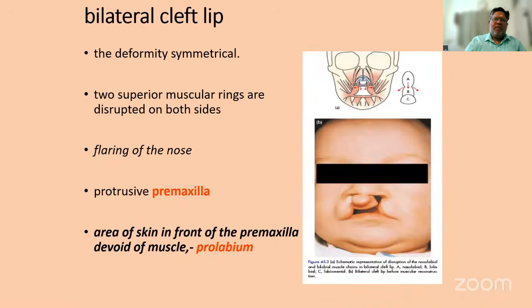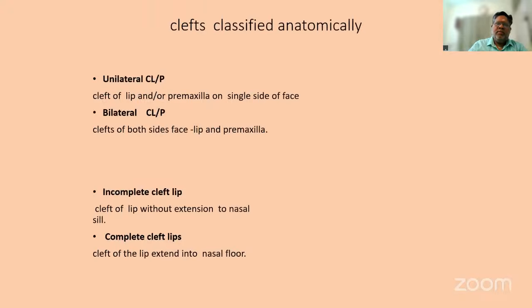In bilateral cleft lip, the deformity is symmetrical. Two superior muscular rings are disrupted on both sides. There is a flaring of the nose. There is a protrusive premaxilla, and the area of skin in front of the premaxilla, devoid of muscle, is called the prolabium. The prolabium is usually used in reconstruction of the philtrum for bilateral lip correction. The protrusive premaxilla is the part anterior to the incisive foramen. The primary palate, the upper four incisors, and the philtrum or the prolabium all form the premaxilla.